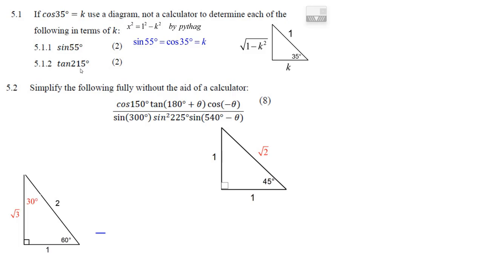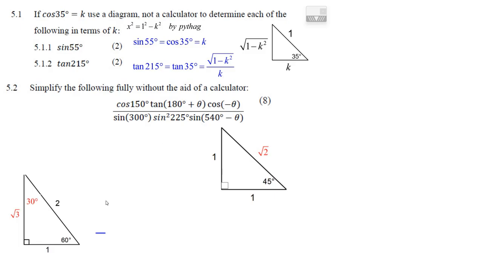Well, the tangent of 215 degrees, you have to go to where that is, which is 35 degrees past 180. The reference angle is 35. Well, we've got a picture now. The tangent of 35, opposite over adjacent is tangent. The answer is root 1 minus k squared over k.